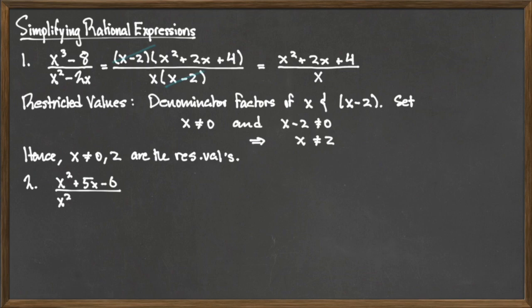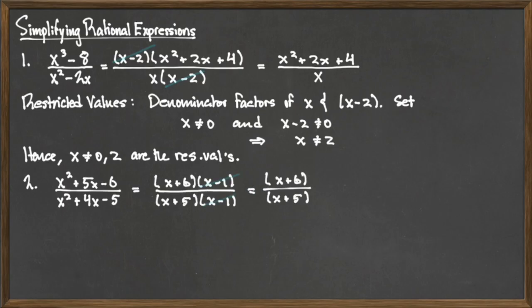For our next example, look at x squared plus 5x minus 6 divided by x squared plus 4x minus 5. Factoring the numerator and denominator with the AC method gives the following. And we already see a common factor of x minus 1, so we can cancel those out and get a finalized, simplified expression, x plus 6 divided by x plus 5.